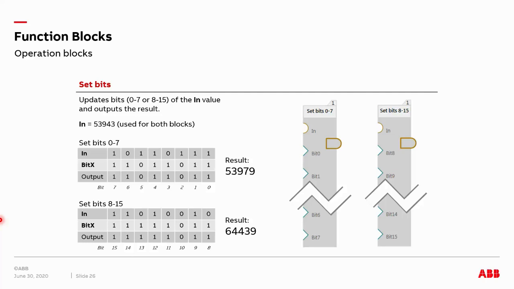Set bit 8 through 15 says the exact same thing, but then just running through a bit X set to 111, 11011 would result in an output of 64,439. So in this case, I'm specifically setting each specific bit. The float piece doesn't matter so much when I'm using this. It just stores the data.